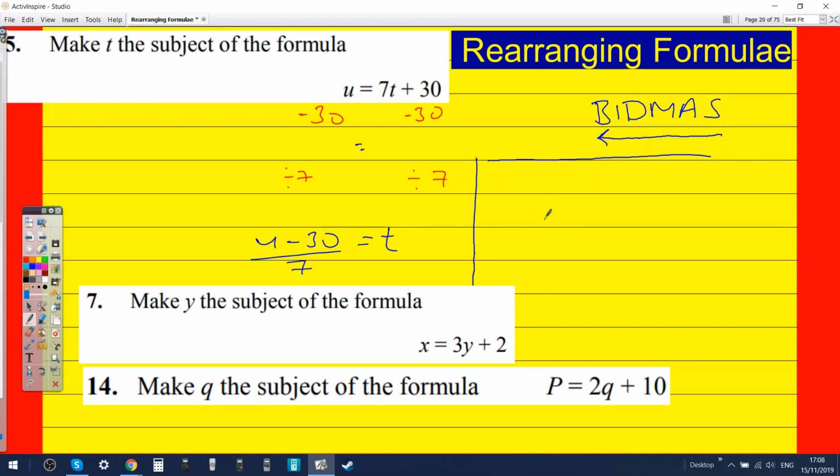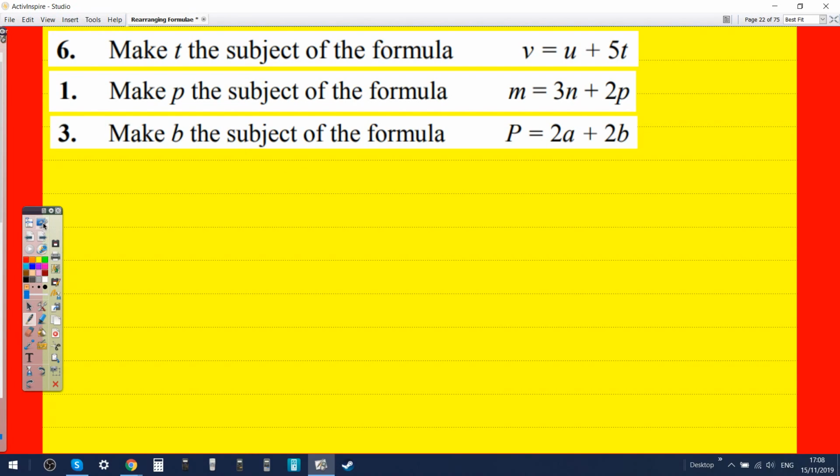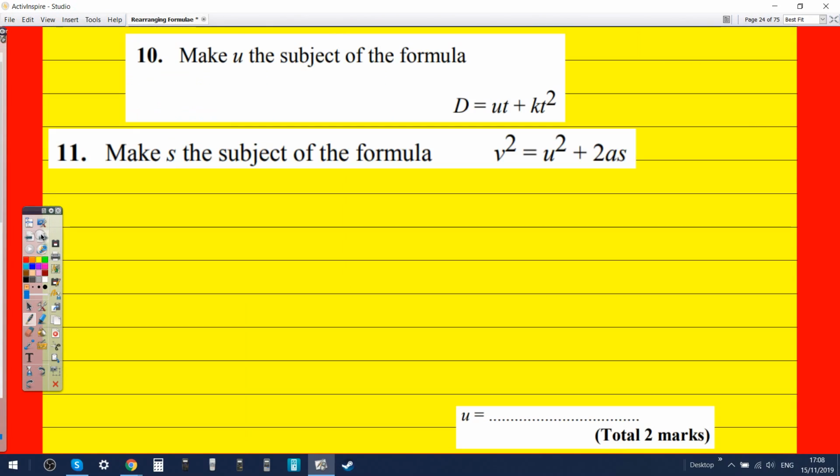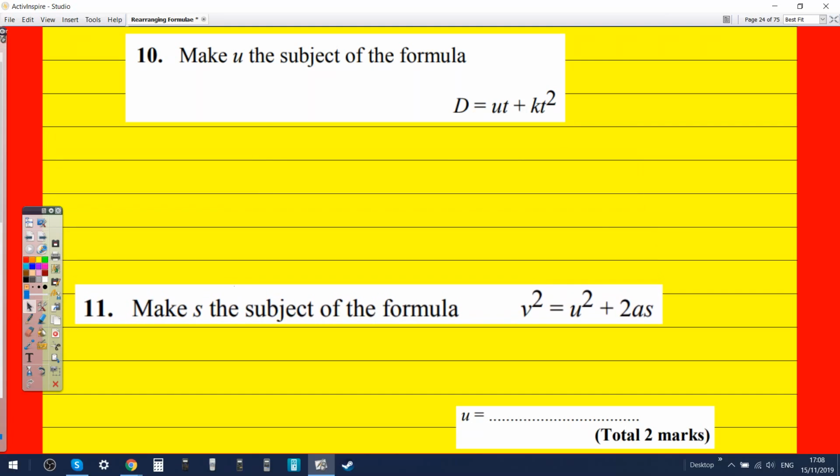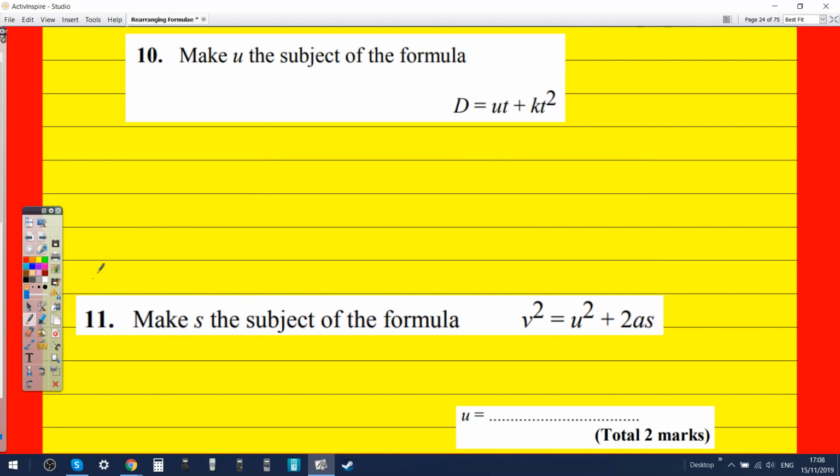So try this next one, the X one. X minus 2 over 3. Yes. I think you'd be fine there. Let's try the top one. Okay. D minus KT squared over T, sorry. Over T. Yes, over T. Yeah, that's it.